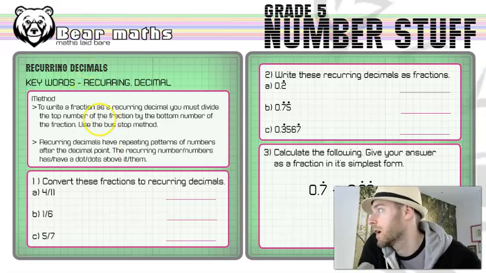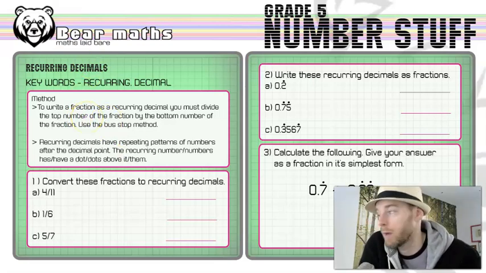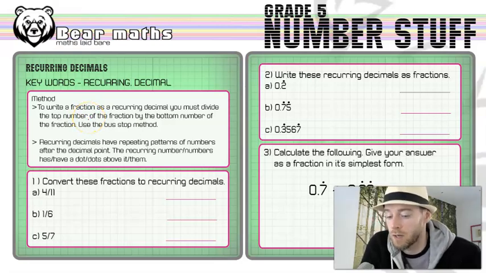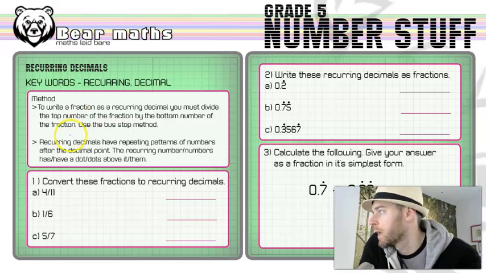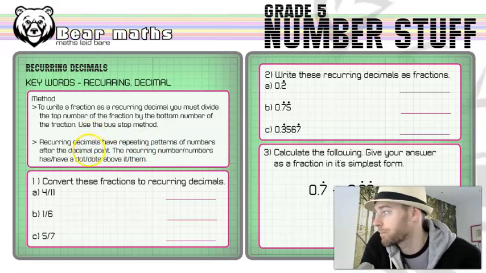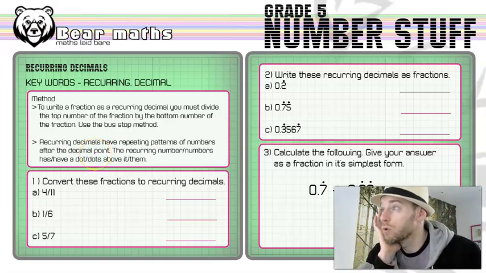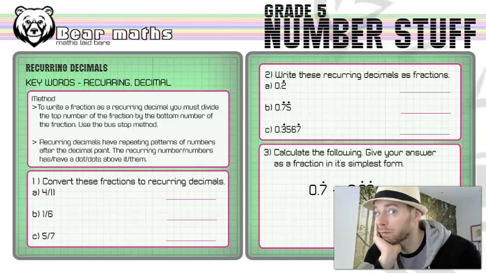Anyway, the method is basically just use the bus stop method to do the top number divided by the bottom number to get a fraction into a recurring decimal. And then recurring decimals have got repeating patterns of numbers after the decimal point. That's the other thing I'll put in there. Now there's a nice little trick that we can use to do this calculation for number 2, but we'll get there after I've done number 1.